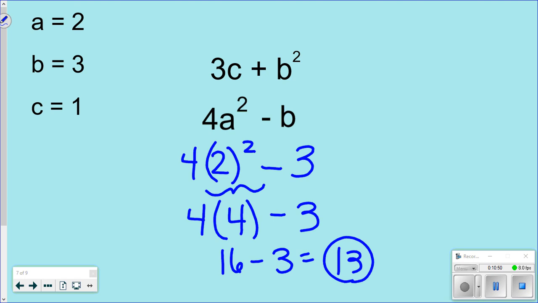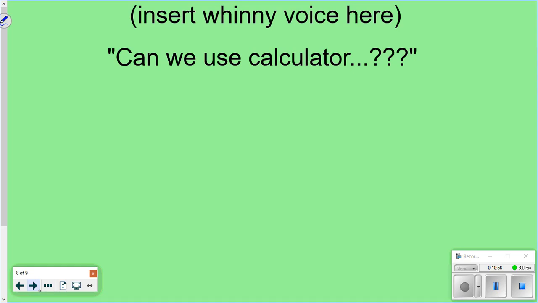So careful with the exponents. That's the biggest thing for today. And like I said before, let's insert your whiny voice here. Can we use a calculator? Not today. Are there times you can use a calculator this chapter? Most definitely, because we're going to be talking about really, really big numbers. And sometimes our calculator is going to be the only way that we can help us. So just because we can't use it today doesn't mean you won't be able to use it in the future. And I will let you know when that is, trust me.